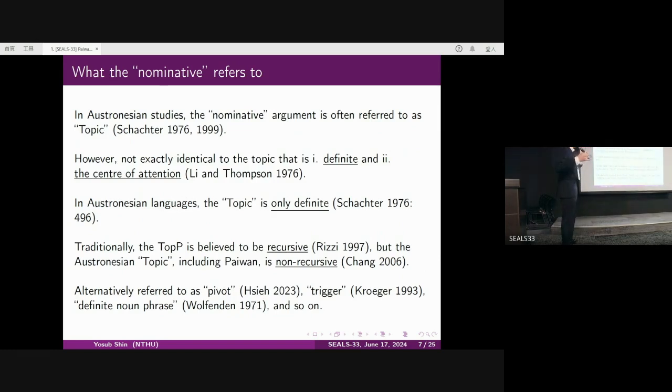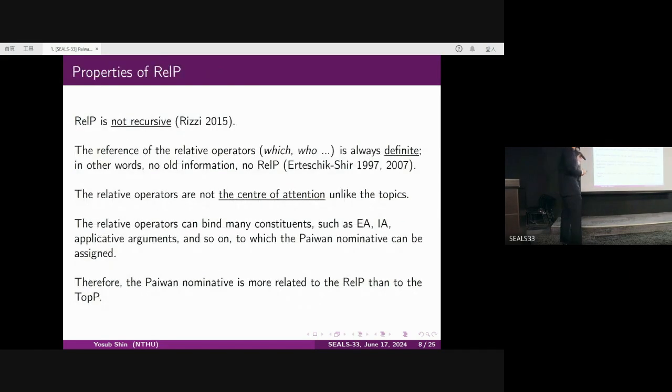So also from the perspective of the cartographic approach, the topics are basically believed to be recursive, so we can have multiple topics at the same time. But in the case of the so-called Austronesian topic, it's basically not recursive, so we can have only one nominative subject per clause. But interestingly, RelPs or the relative operators are basically not recursive, so we can only have one relative operator at maximum per clause, just like the case of the nominative subjects. And the relative operators are basically definite.